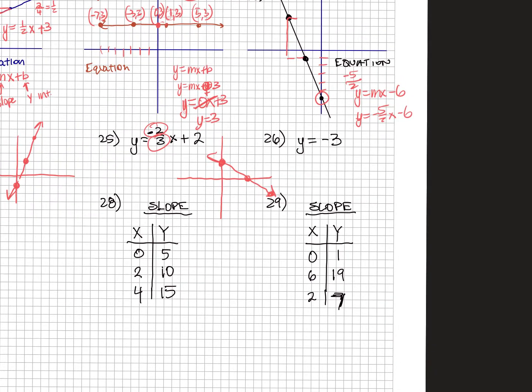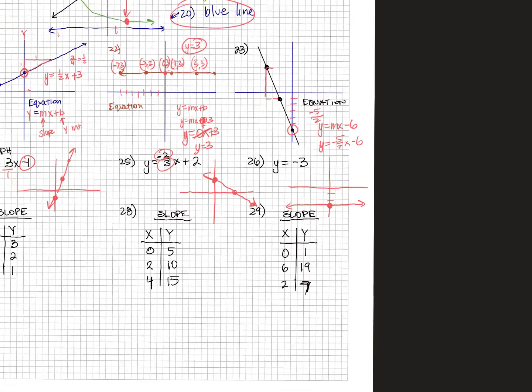And if y is going to equal -3, there's -1, -2, -3, boom. I don't even care what the x is, just as long as my y is -3. It's all of those points across the y equals -3 line.